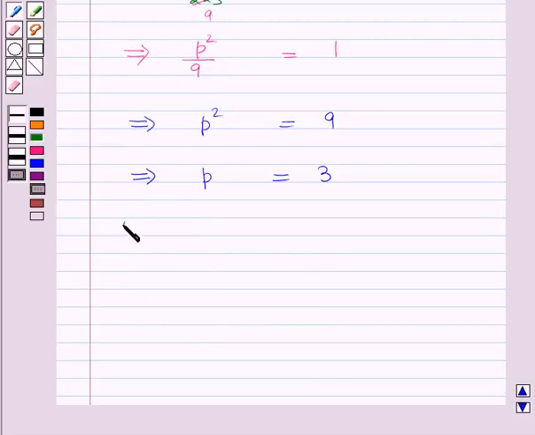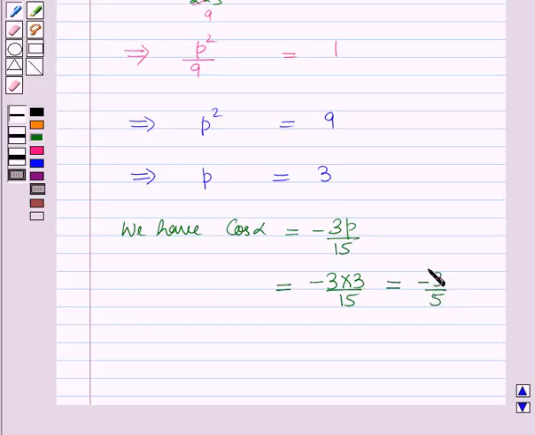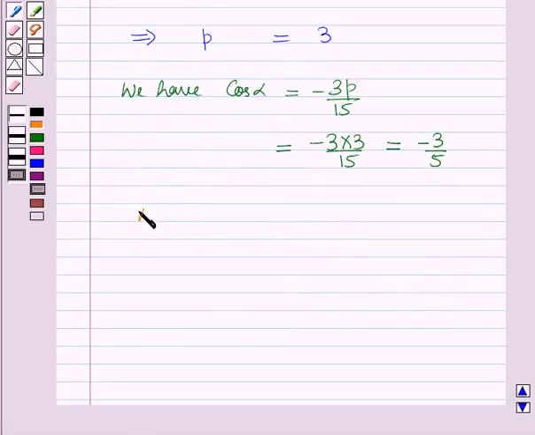Now we have cos alpha = -3p by 15. Putting the value of p here, it will be -3 into 3 over 15, which is equal to -3 by 5. Also, sin alpha = -4p by 15. Putting the value of p here, it will be -4 into 3 by 15, which is equal to -4 by 5.